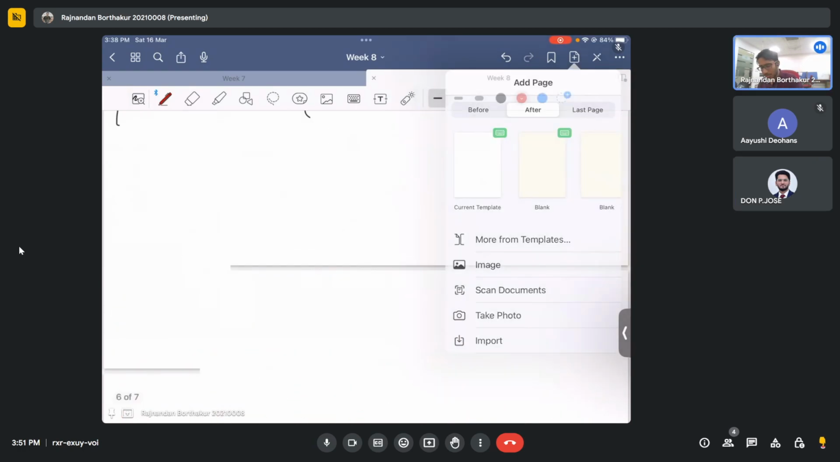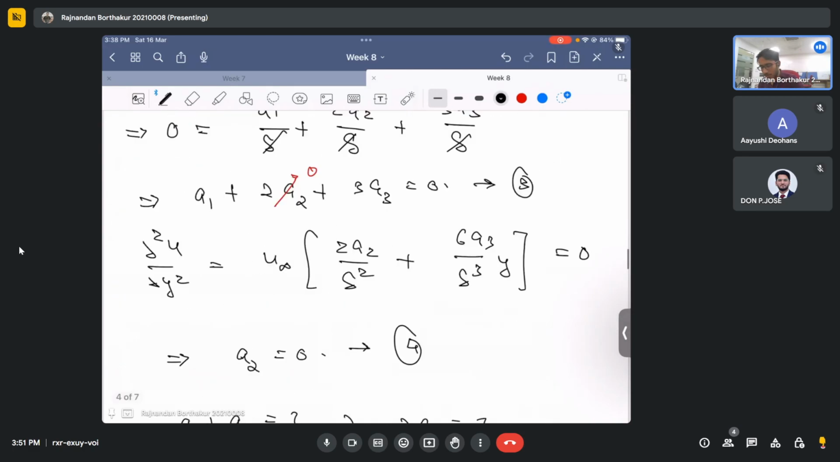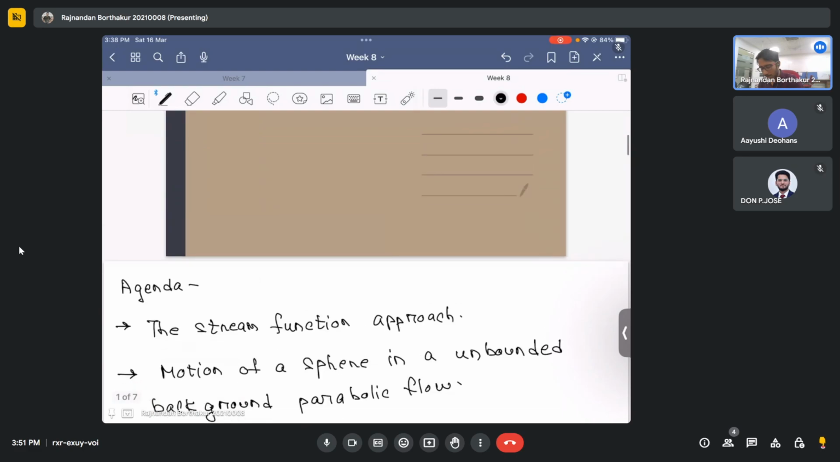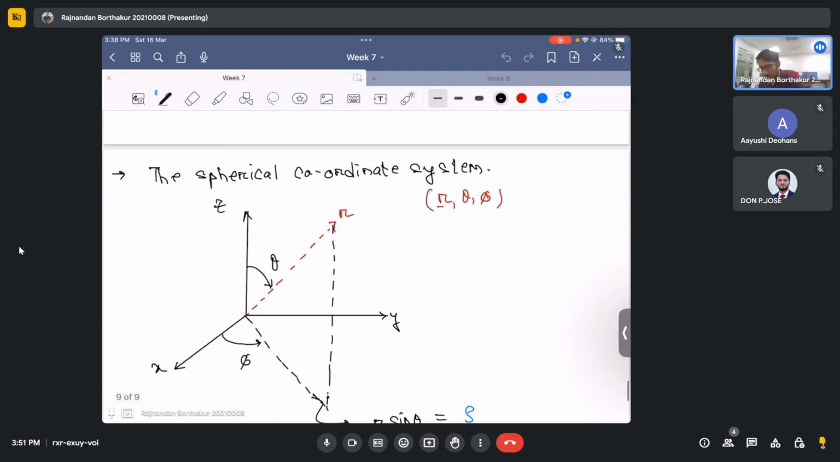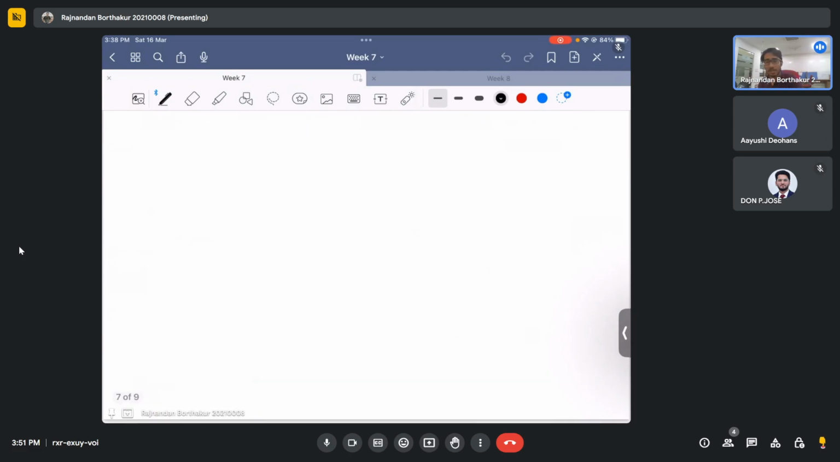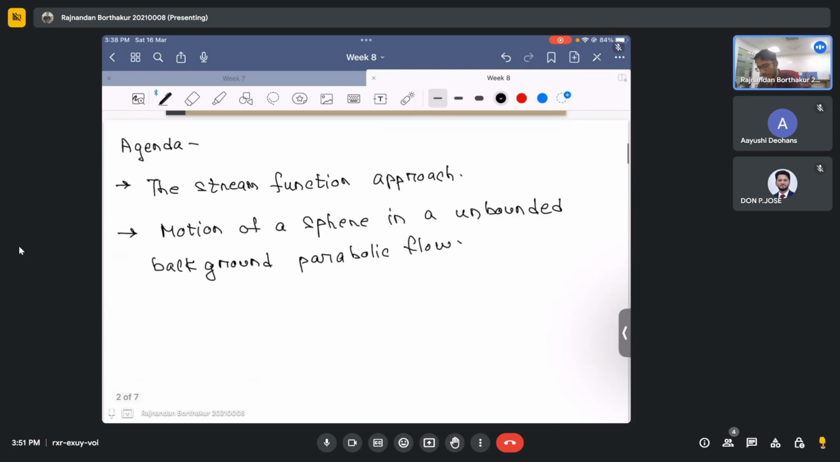So then let's begin with today's discussions. In the last class, as I said, we looked into the equations of creeping flow, and then we saw the principles and the consequences of non-linearity. Today, if it is not possible to finish, we will see it tomorrow, and then later proceed with the boundary layer theory once this is finished. So we will see the stream function approach.